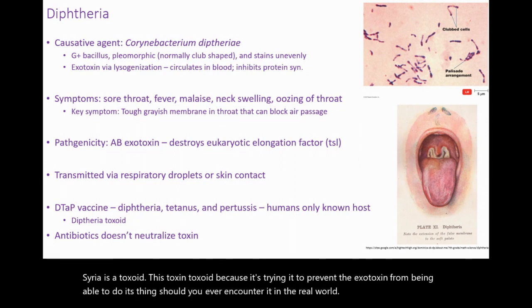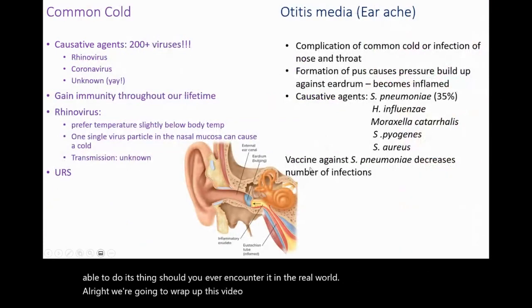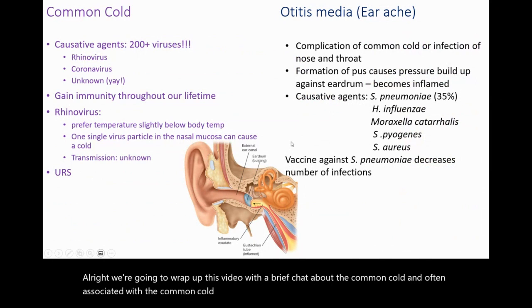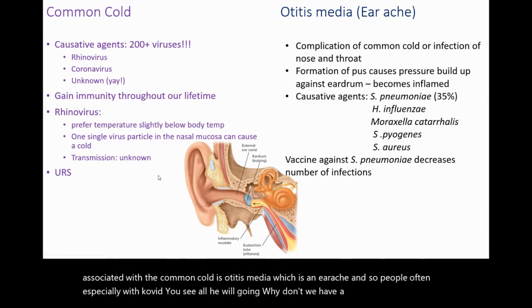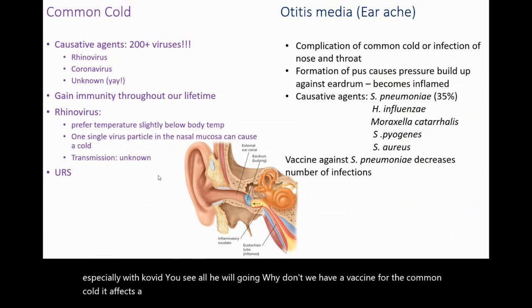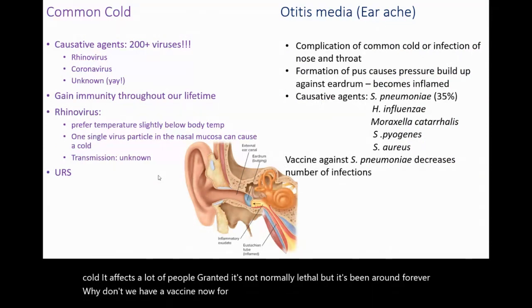All right, we're going to wrap up this video with a brief chat about the common cold, and often associated with the common cold is otitis media, which is an earache. And so people often, especially with COVID, you see a lot of people going, why don't we have a vaccine for the common cold? It affects a lot of people. Granted, it's not normally lethal, but it's been around forever. Why don't we have a vaccine now for this? But we have one for COVID, right?